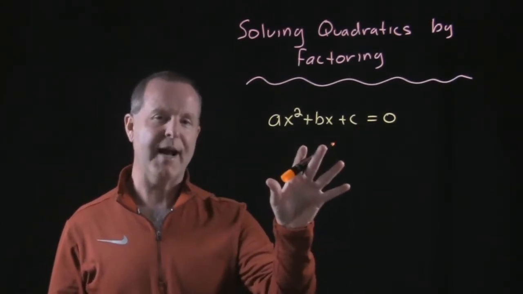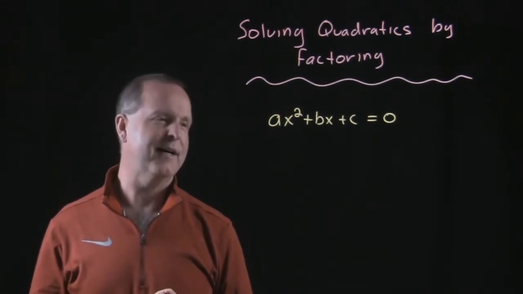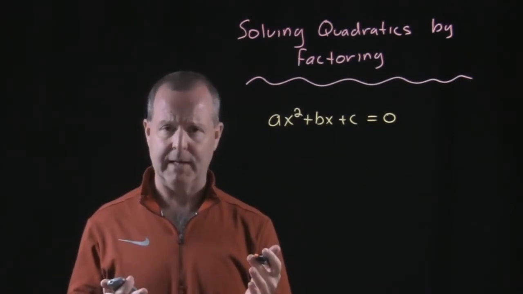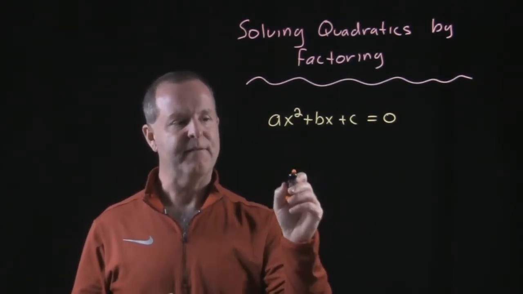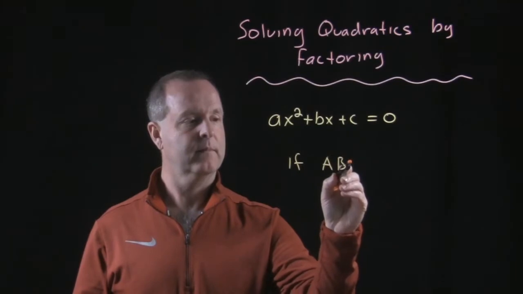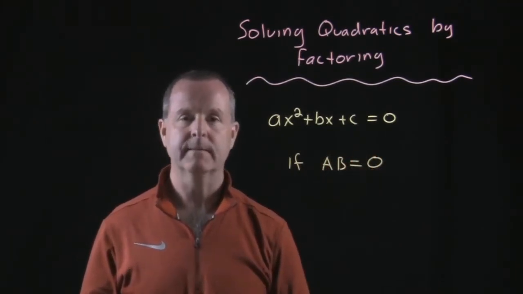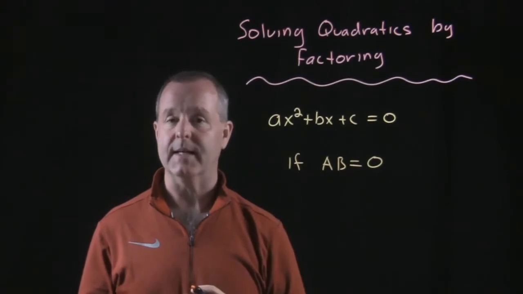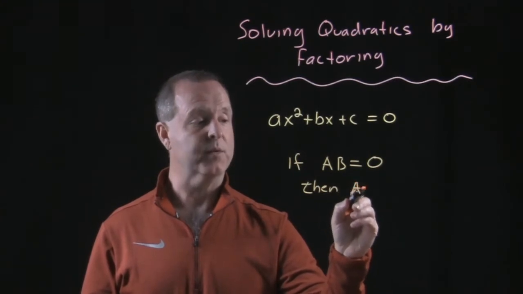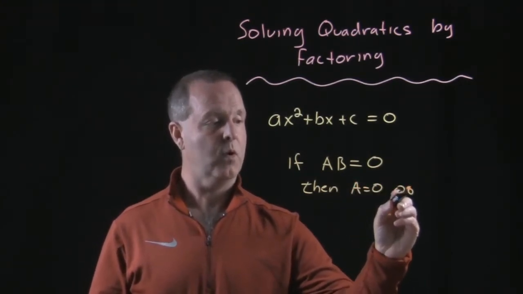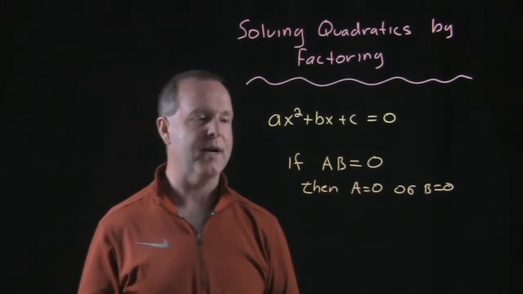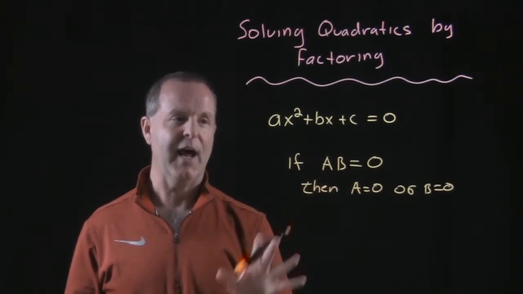Now, as we solve these quadratics, there's one other little piece of information that will be helpful for us. It's called the zero product principle, which means that if I have some product of numbers, a times b, and they equal 0, what can be said of a and what can be said of b? Well, if this is true, then I know that a would have to equal 0, or b would have to equal 0. And that's called the zero product principle, which we're going to use to help us solve quadratics.